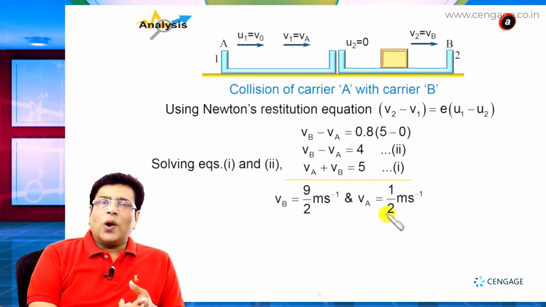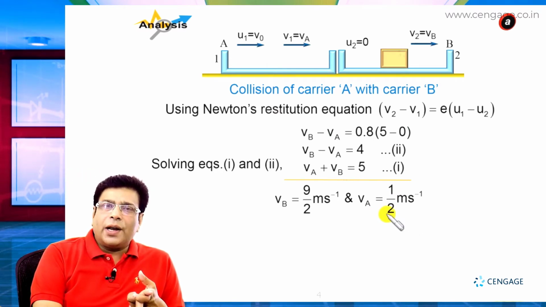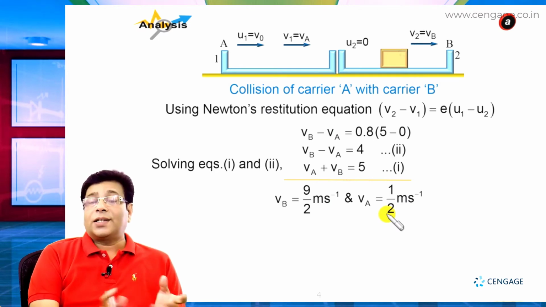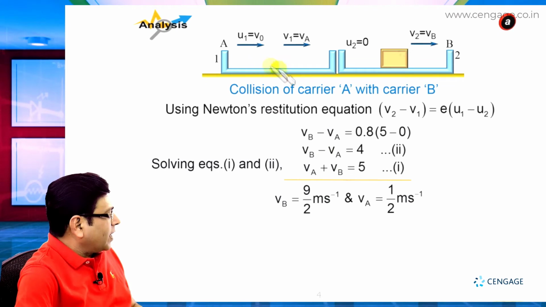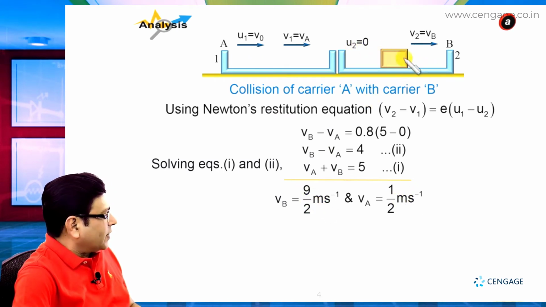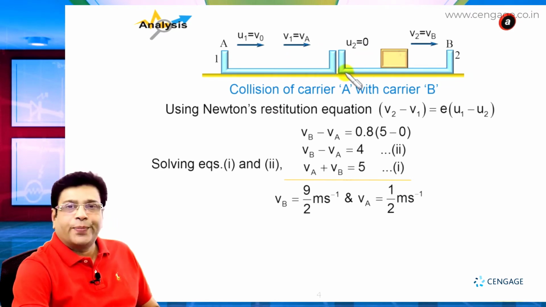This is the velocity of carrier A, or the first carrier, just after collision. You can observe the velocity of the first carrier, or left carrier, is less than the velocity of the right hand side carrier. That means the right one will move faster than the left one. So further on, we can say there will be no collision between these carriers, right?